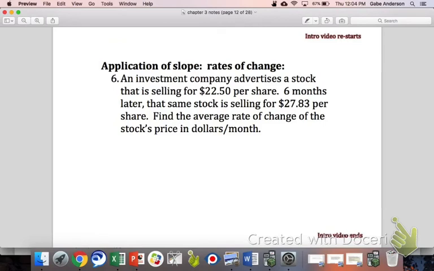Finally, we're going to look at a brief application of slope. We'll only focus on one in our class, and that is the idea of rates of change. Rate of change is always going to be a slope concept, and so we're going to try to use that concept within our question here.